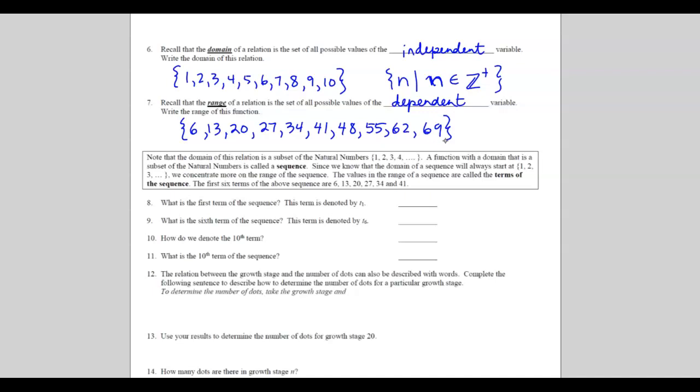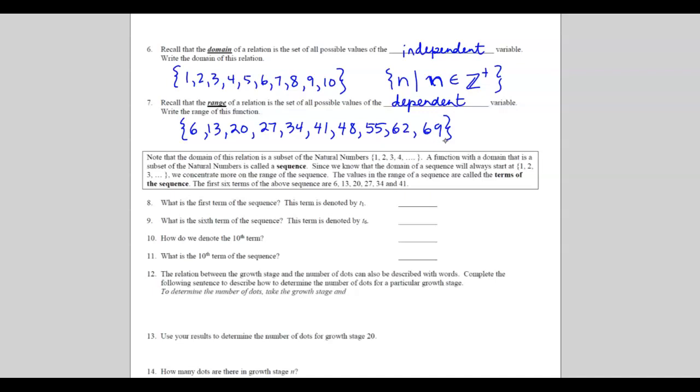Okay, so note that the domain of this relation is a subset of the natural numbers, right? So 1 through 10 is part of the natural numbers. A function with a domain that is a subset of the natural numbers is called a sequence. Since we know that the domain of a sequence will always start at 1, 2, 3, etc., we concentrate more on the range of the sequence. The values of the range of a sequence are called the terms of a sequence.